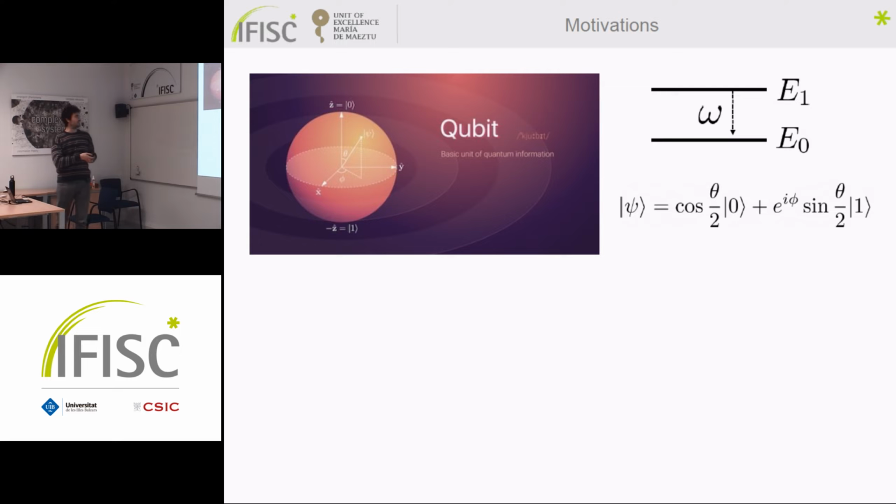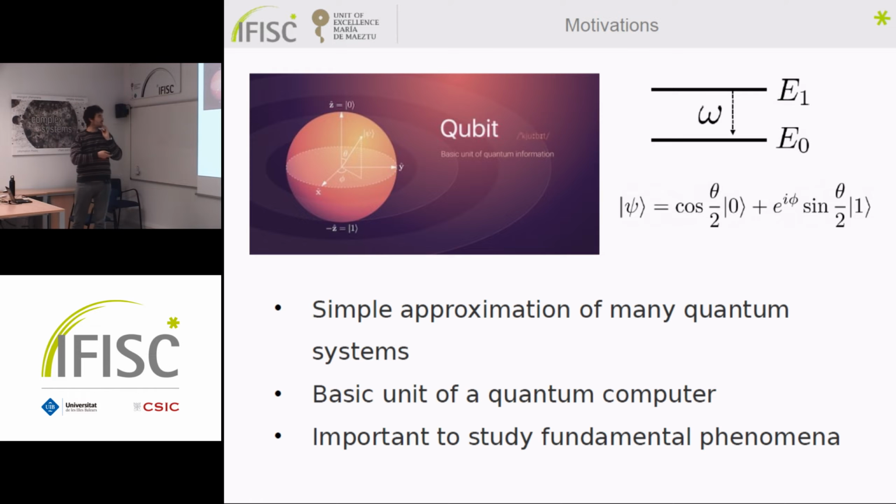So let's start with the motivations. Okay, we always start with a qubit. We always like a qubit because it is the simplest model, a two-level quantum system. Why do we like it so much? Well, basically because, on one hand, it's a simple approximation of many quantum systems, and in one case, it is a quantum system. The spin of a particle is a qubit, a two-level system.